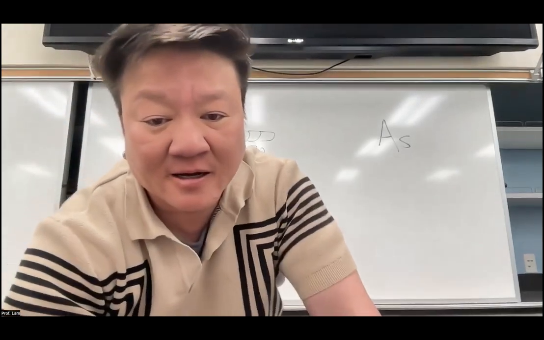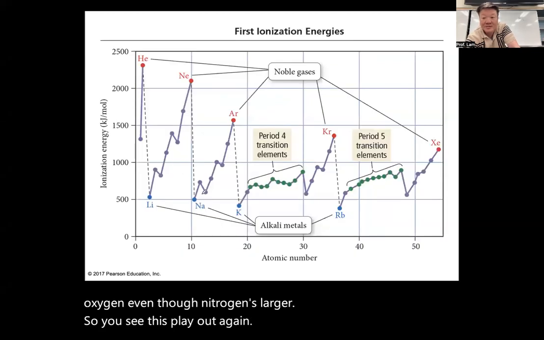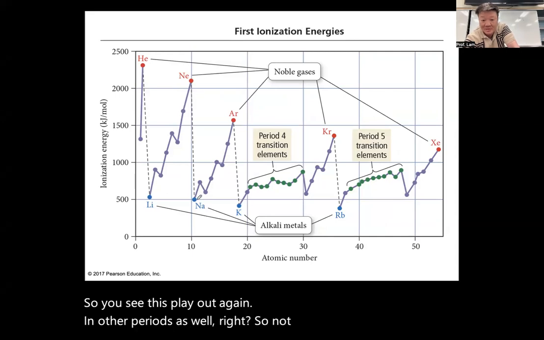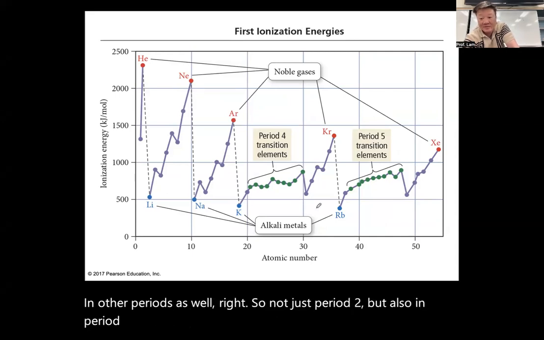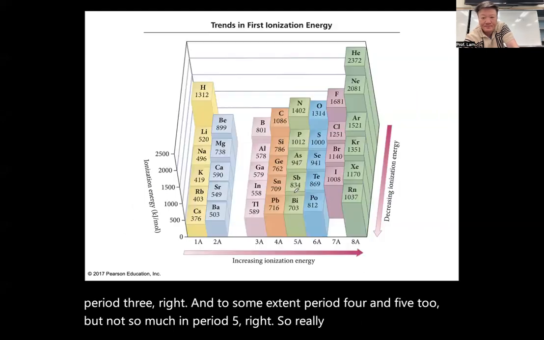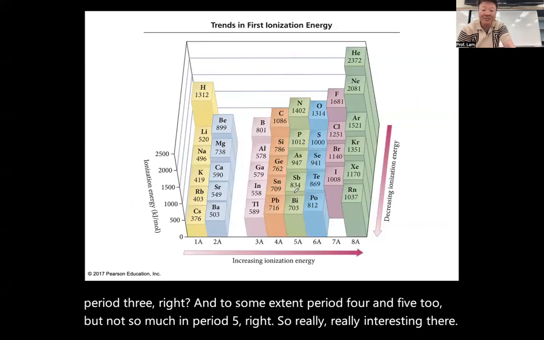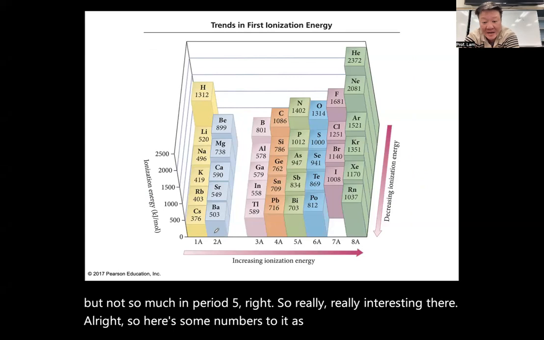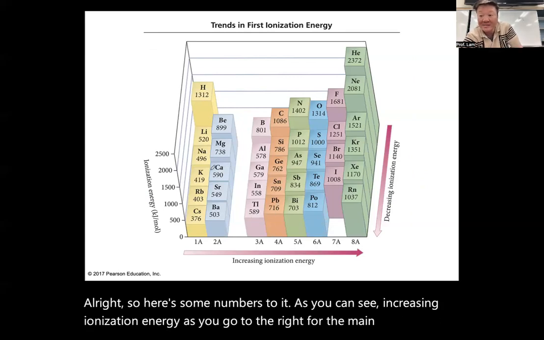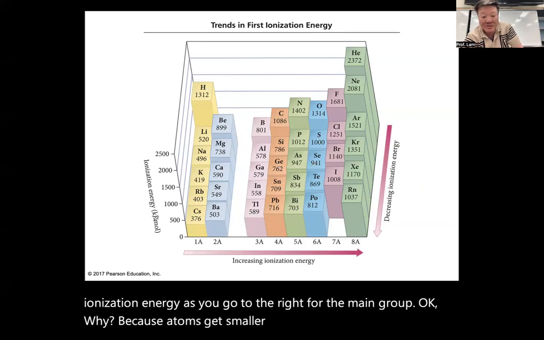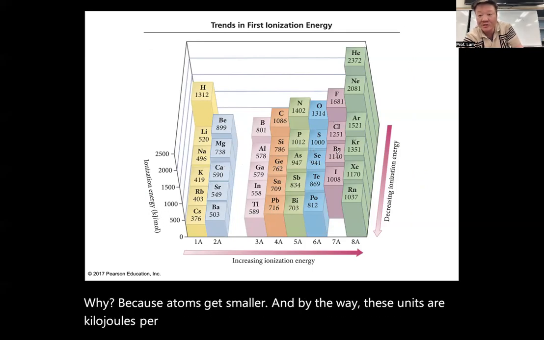So you see this play out again in other periods as well. Not just period 2, but also period 3, and to some extent periods 4 and 5, though not so much in period 5. Really interesting. All right, so here are some numbers. As you can see, ionization energy increases as you go to the right across the main group. Why? Because atoms get smaller. By the way, these units are kilojoules per mole.